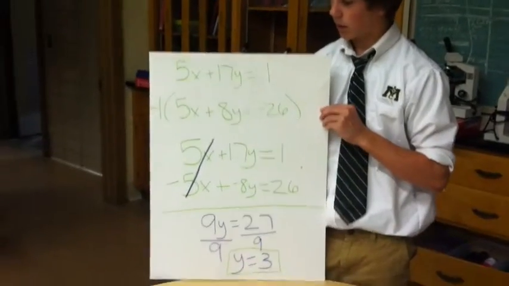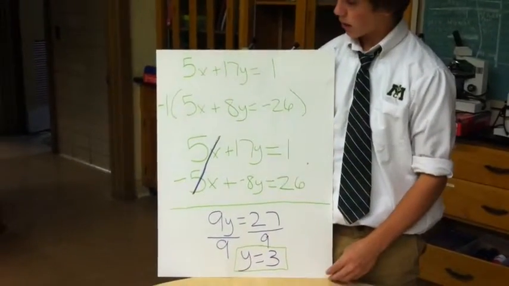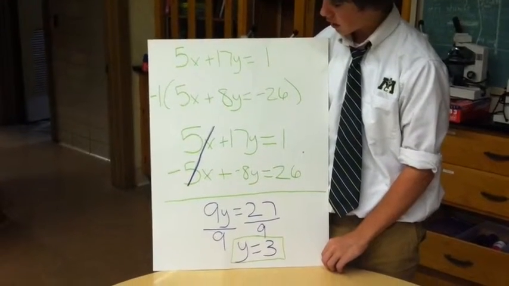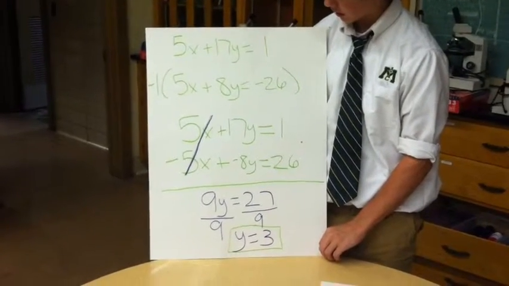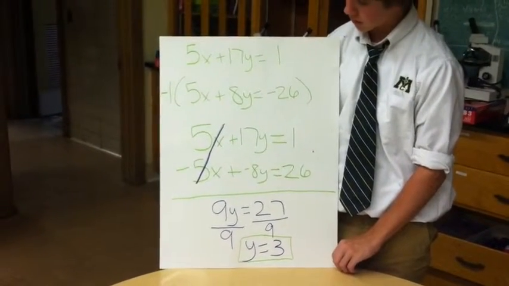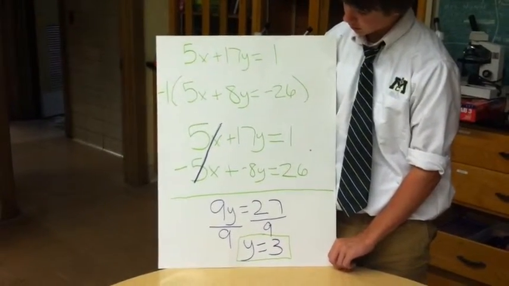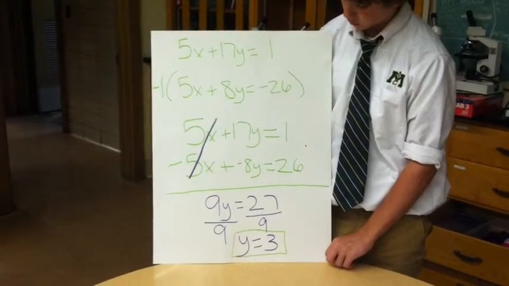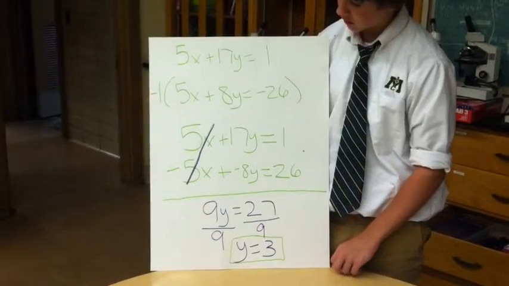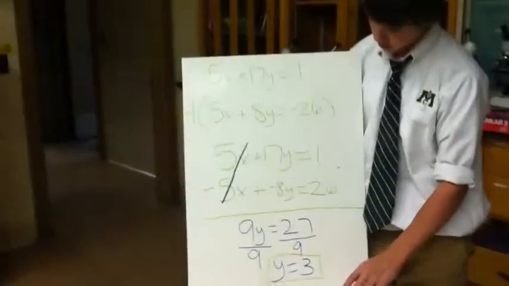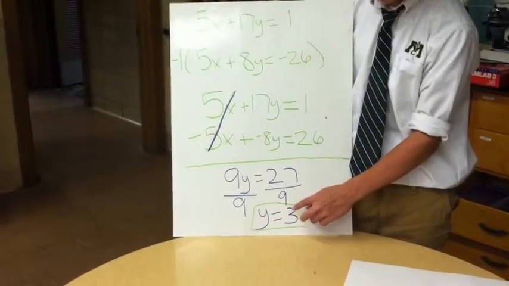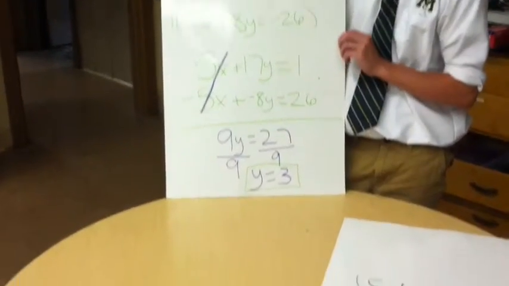Today we're doing solving systems by addition, and our two equations are 5x plus 17y equals 1 and 5x plus 8y equals -26. We're going to times the second equation by -1, so the equations would end up 5x plus 17y equals 1 and -5x plus -8y equals 26, so the x's would cancel out, so it would be 9y equals 27. You divide by 9 on both sides, so it would be y equals 3.